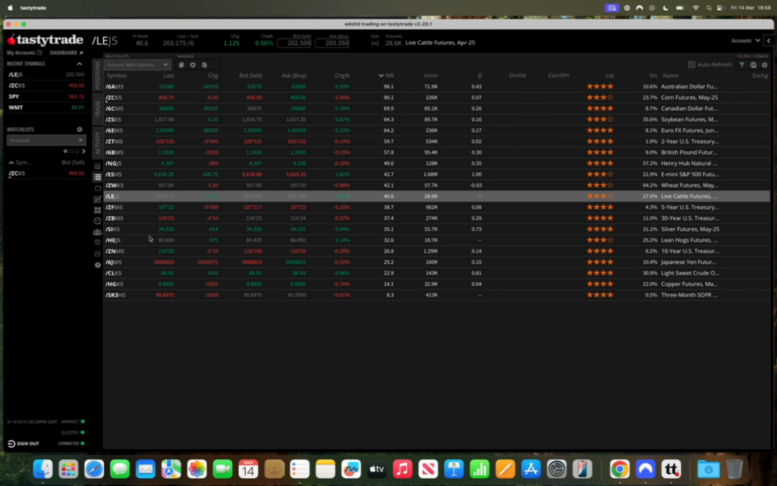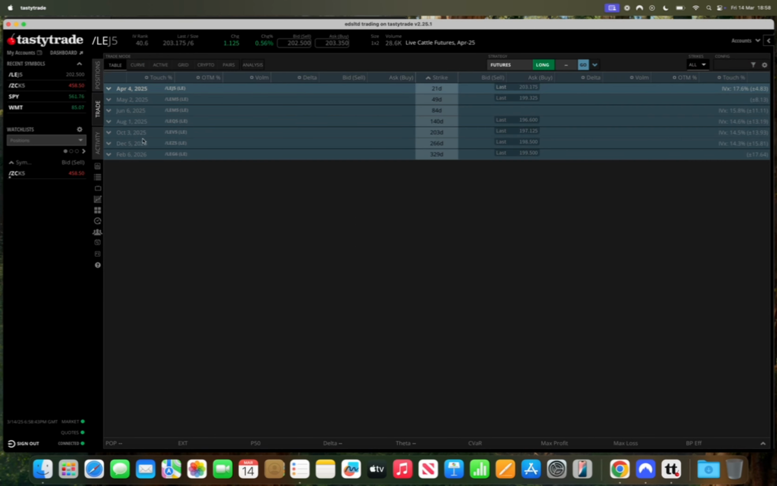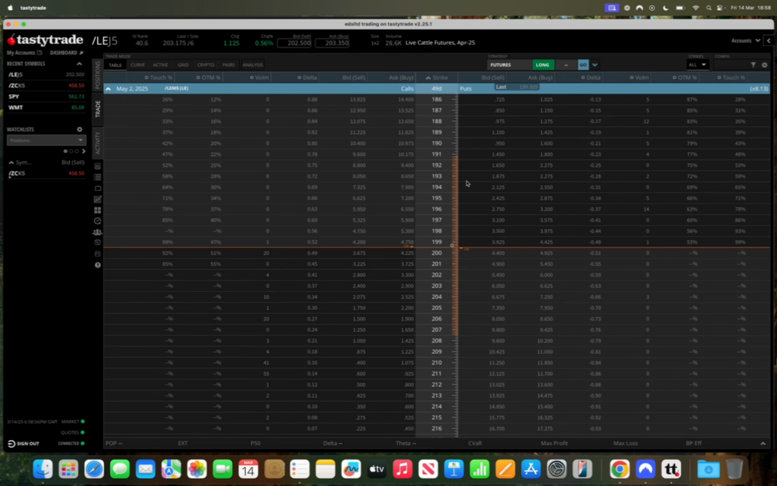We're just going to choose live cattle / LE for this example. It has an IV rank of 40.6 and an absolute IV level of 17.6%. So we're going to then pull up a list of expiration dates for the underlying. And you want to pick an expiration date that's between 30 and 60 days out in time. And there's one here, 49 days, May 2nd. So we're going to open that up and we are going to be presented with the options chain.